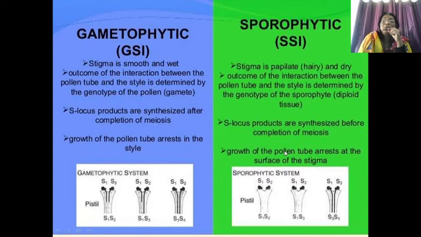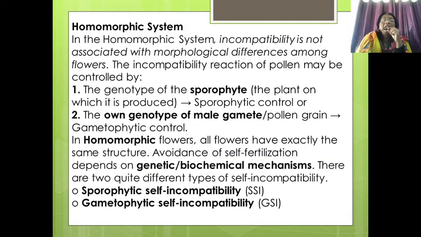While in case of a sporophytic system, growth of the pollen tube arrests at the surface of a stigma. Only at the surface of a stigma, the growth of that pollen tube is arrested. Then there are again two systems, a homomorphic system as well as a heteromorphic system.